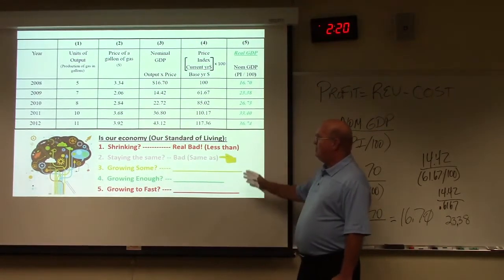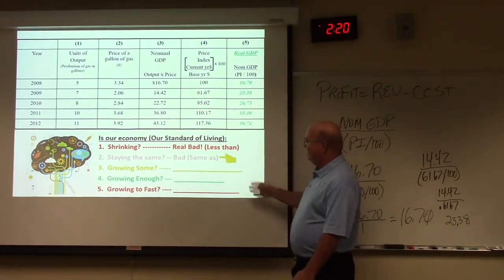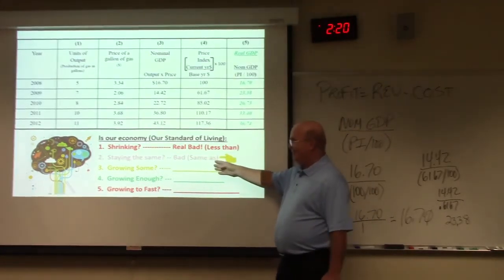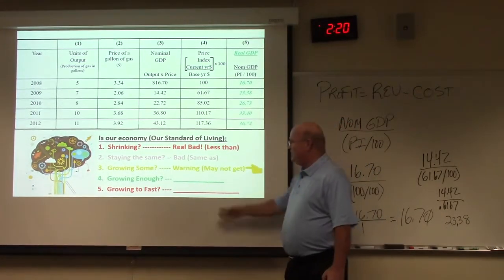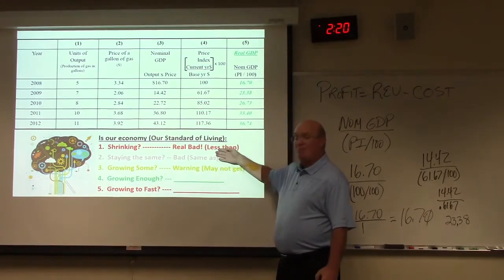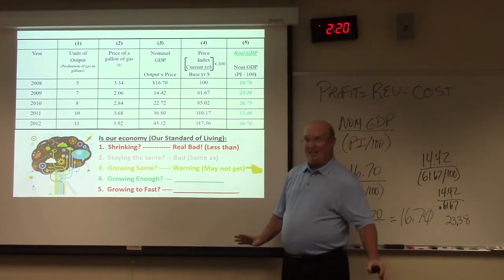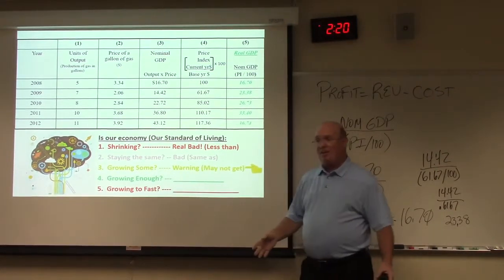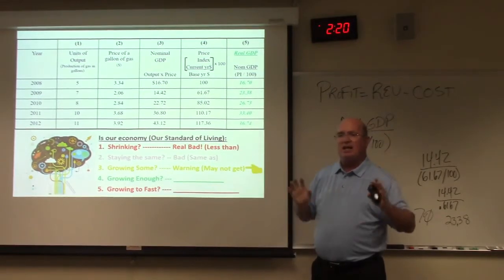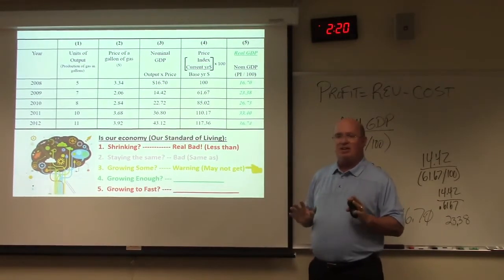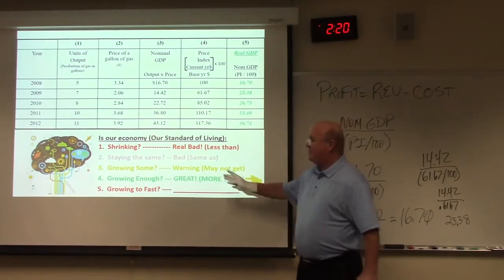Also, it could be staying the same or barely shrinking. That's bad. It could be growing some, but not really a whole lot, which is a warning that it may go back this way. So these three, bad. Growing enough. In other words, we have a nice growth, that the economy is growing. That number 5 goal of stability of the economy, that's what we want. This is great.